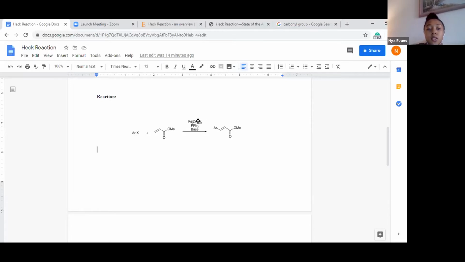So you see that the catalyst is the palladium acetate, and then you have the triphenylphosphine, in the presence of a base to yield this. And I wasn't quite sure what the name of the product would be.